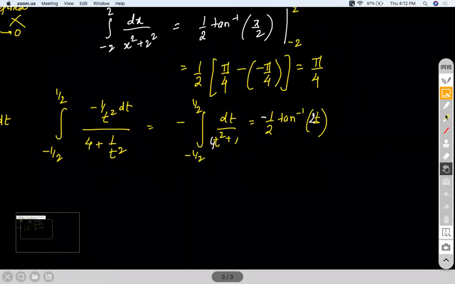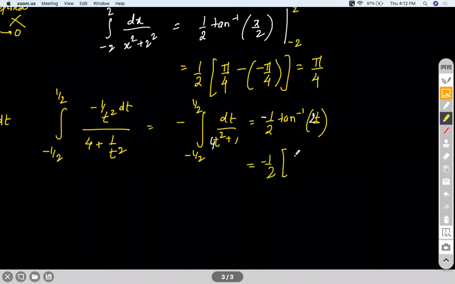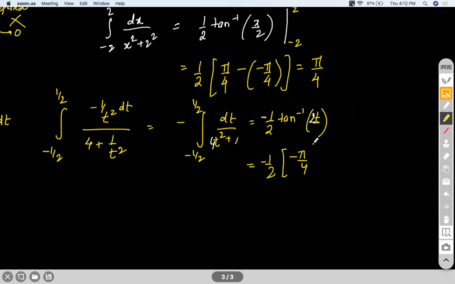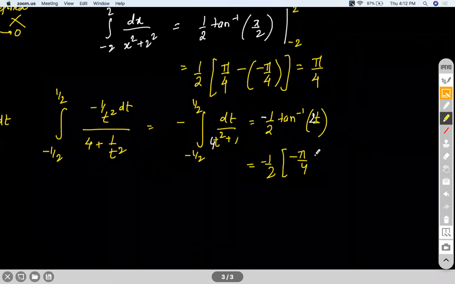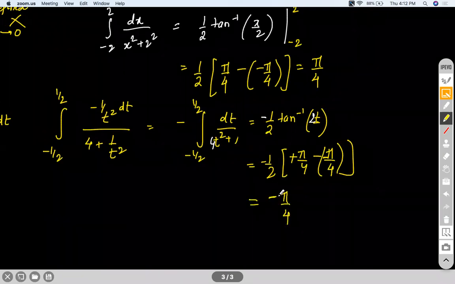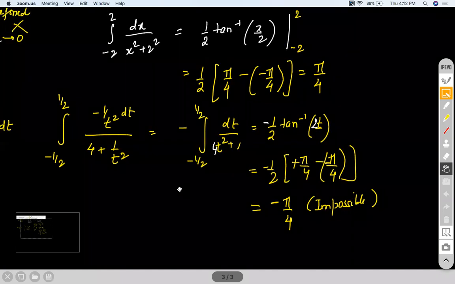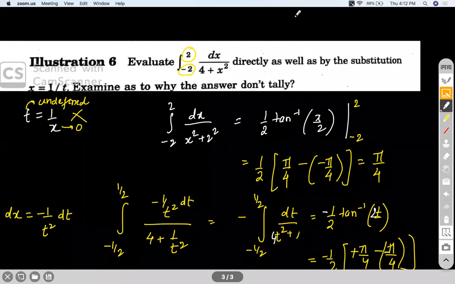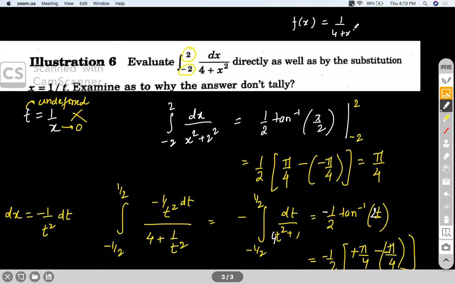Okay. So when you put a half, it becomes a minus pi by 4. Correct? And again, when you put a minus half, it again becomes minus of minus pi by 4. So it becomes minus pi by 4. That means your answer becomes negative, which is impossible. Why? It is impossible because we know that this function is a positive function. Correct? 1 by 4 plus x square is always a positive function. That means it's always above the x-axis. So how can the area under that become negative?